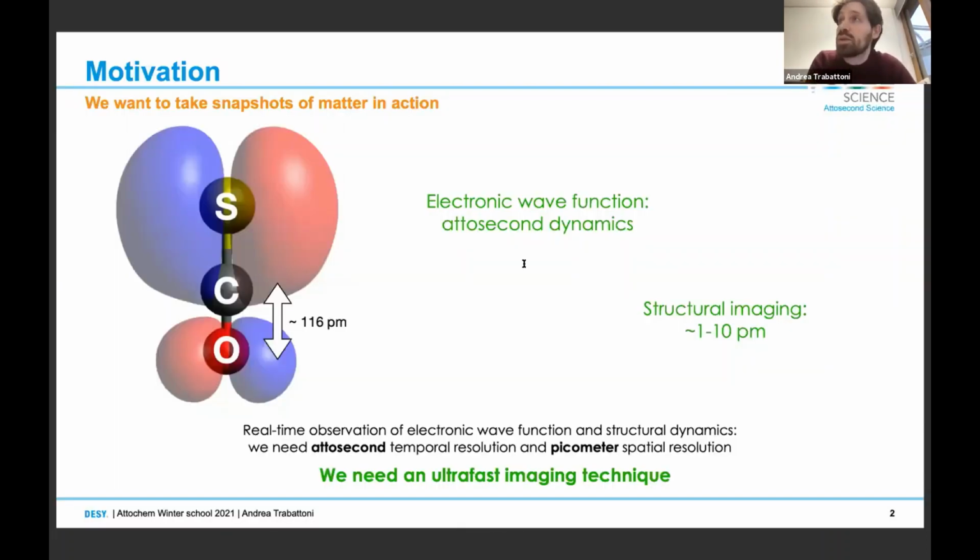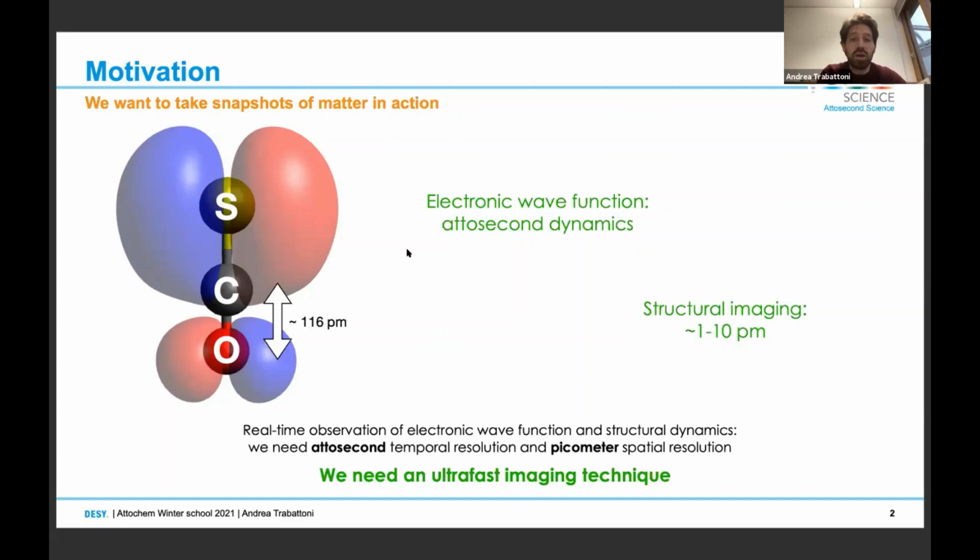Let's start from the motivation. Here you can see a small molecule, the OCS carbonyl sulfide molecule, let's say a friend of mine, where the red and blue lobes represent the charge distribution of one of the degenerate HOMO orbitals of the molecule. I also reported the shorter bond length of this molecule, the OC bond, which at rest, at equilibrium, has a length of around 116 picometers.